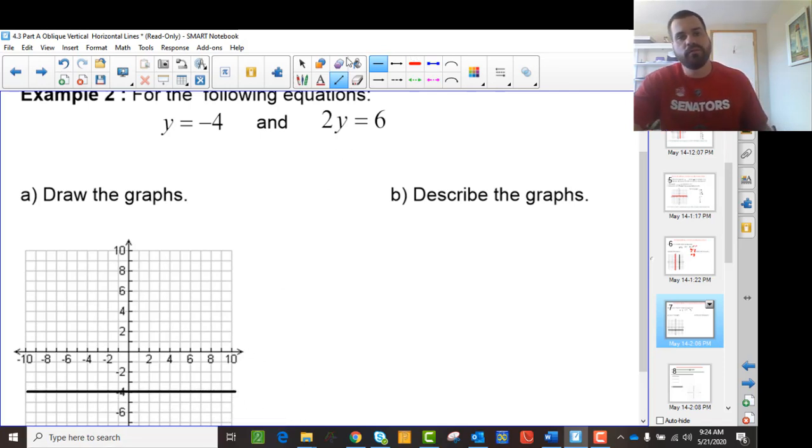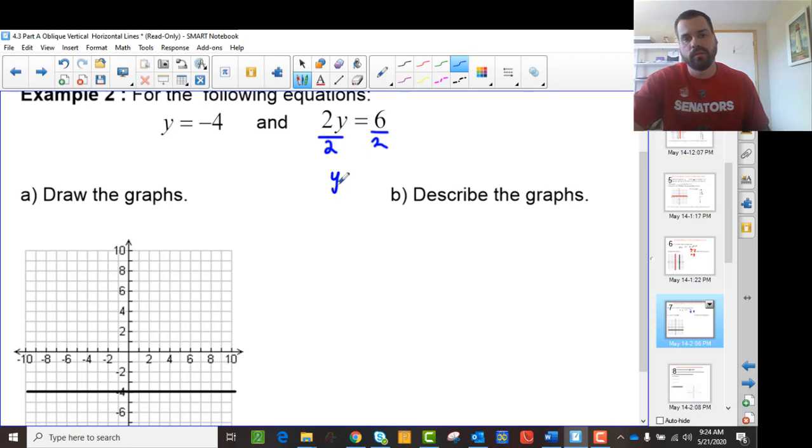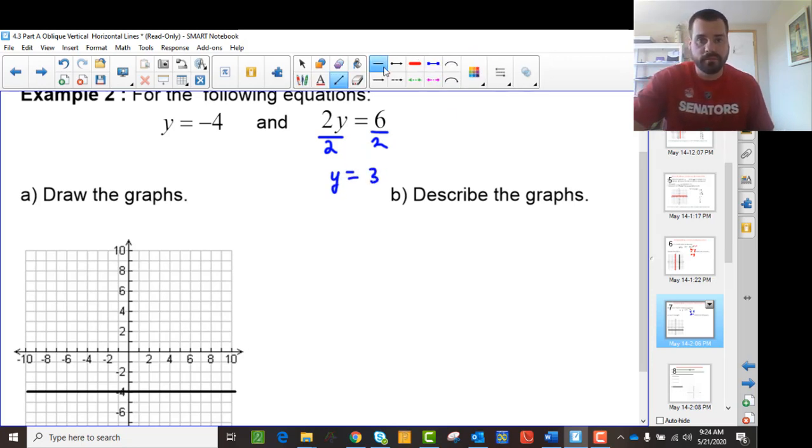This guy's a little bit different again. It's 2y equals 6, so we have to divide by 2, to solve it for y. We have to get y equals. In this case, it's y equals 3. Then we can draw the graph. So here's y equals 3.